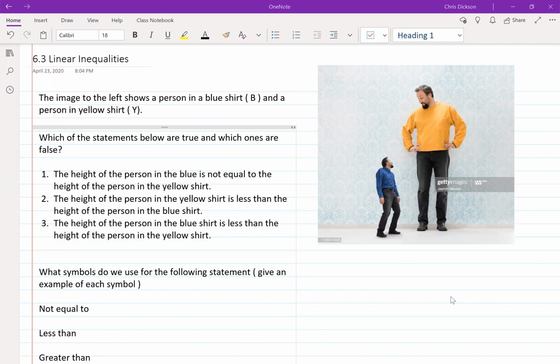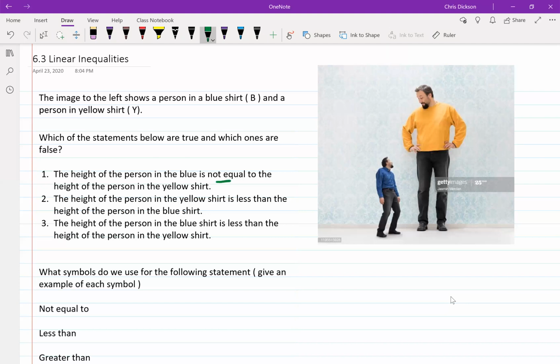Okay, so the first statement says the height of the person in the blue shirt is not equal to the height of the person in the yellow shirt. So I would say that their heights are different. So I think that's a true statement. They're not equal to each other. So that would be true. You would agree with that?